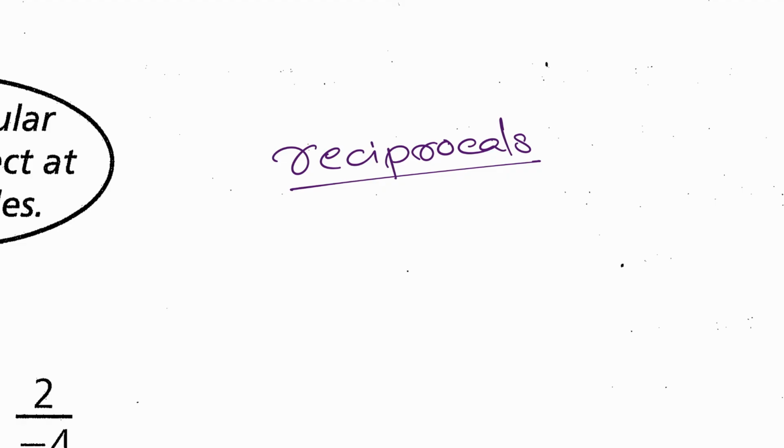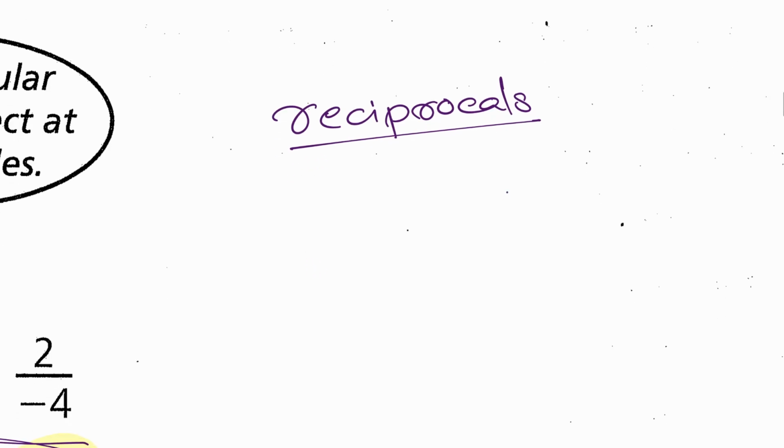Reciprocals. For example, if we have a whole number, 3, we know that any whole number can be expressed as a fraction with a denominator of 1. So 3 is mathematically 3 over 1. That 1 is invisible there. So when you're writing the reciprocal, the important step is you have to switch the numerator and denominator.